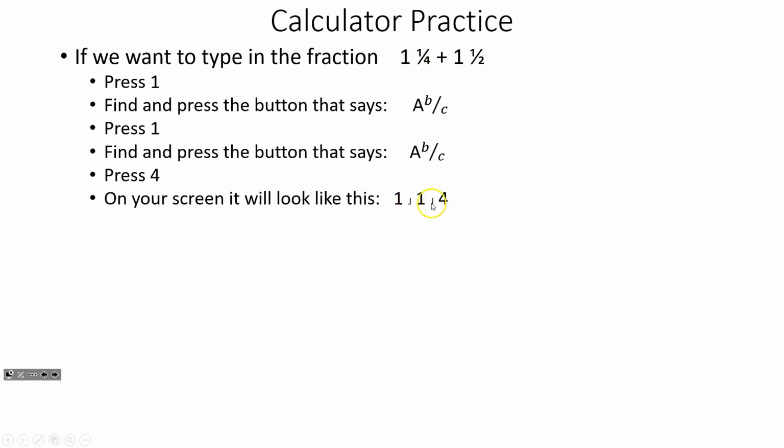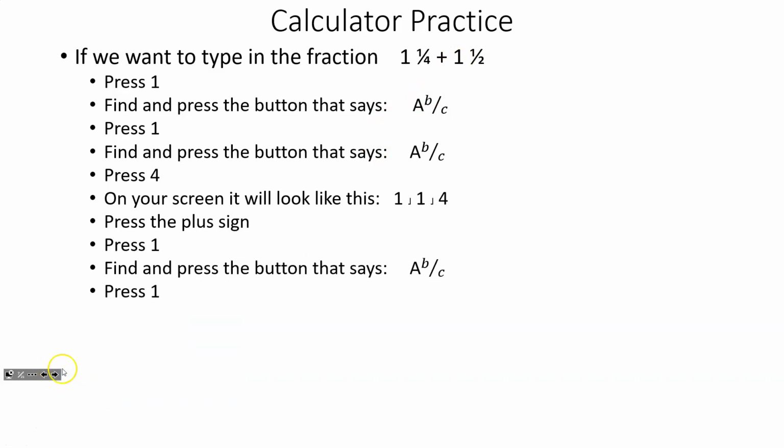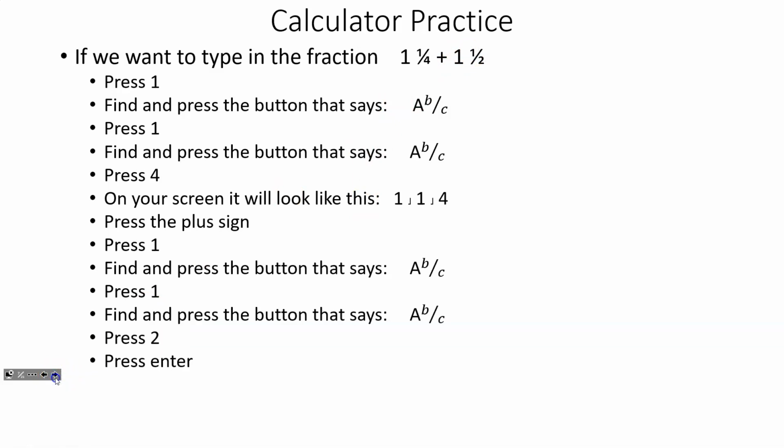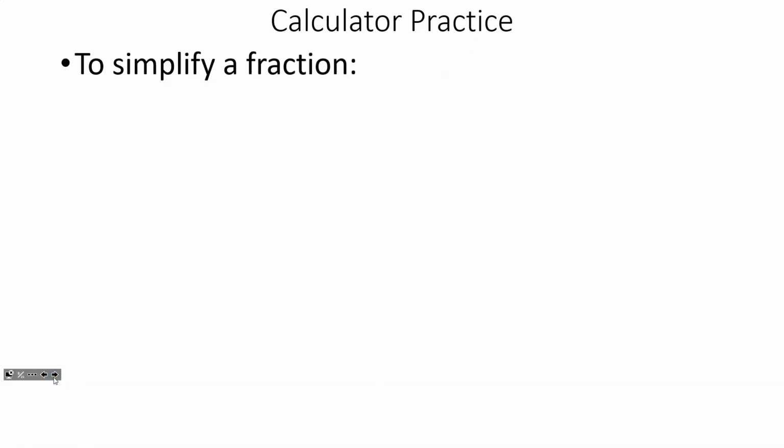So it's going to have 2 marks on it, which is kind of weird, but again, that's just telling the calculator fractions. So press the plus sign, press 1, that's the whole number right here. ABC, 1, it's the numerator. ABC, 2, and then hit enter.